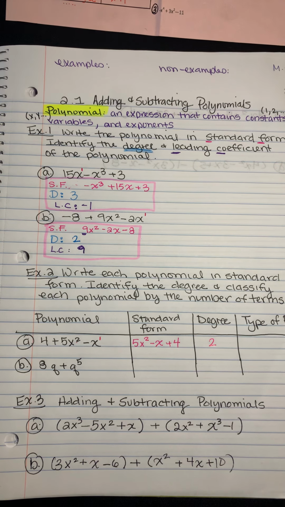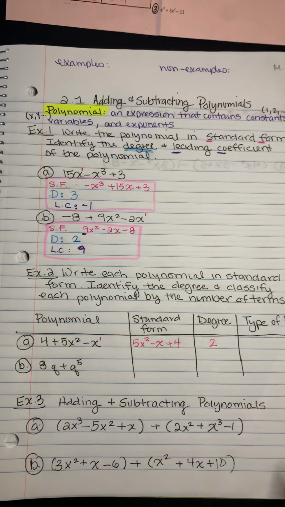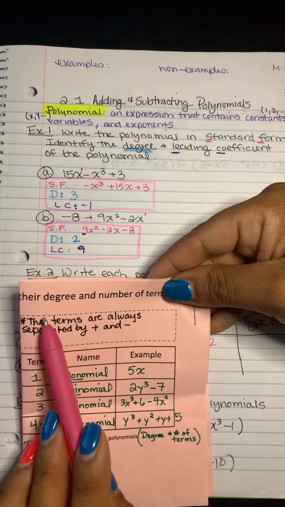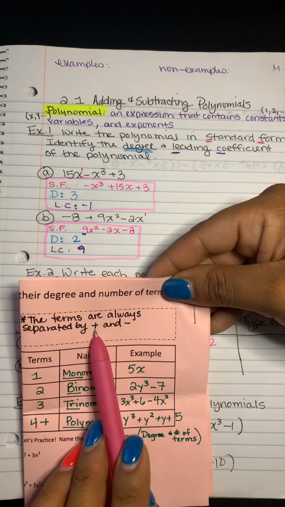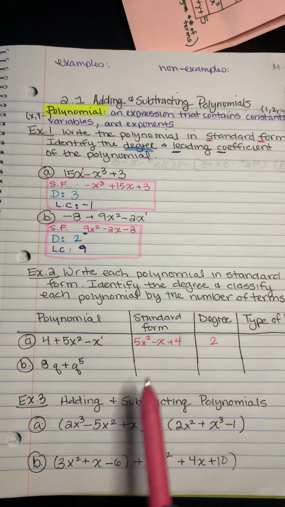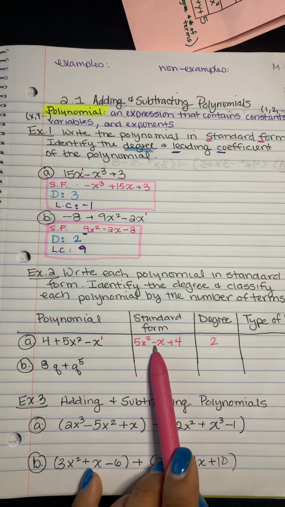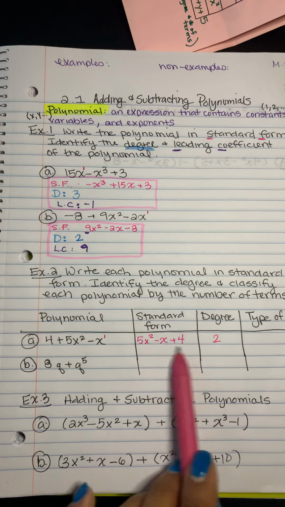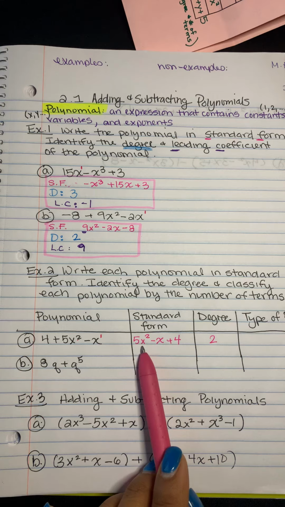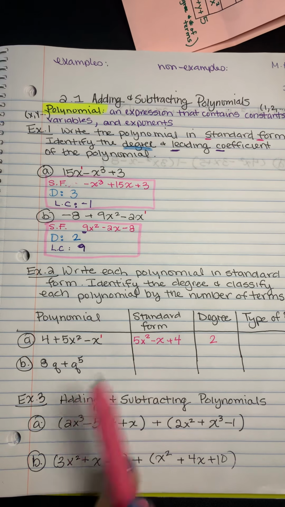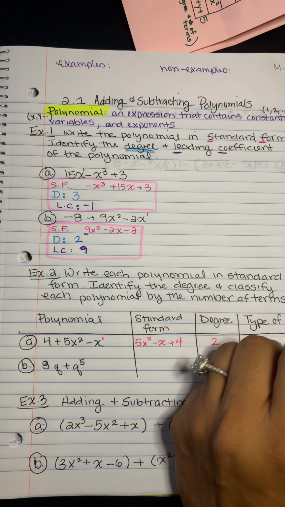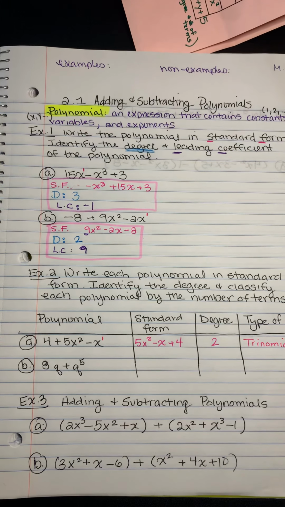And the type of polynomial that we have, remember, students, the terms are always separated by plus and minus signs. So we have 1 term here, then we have a minus sign. This is our second term, plus sign. This is our third term. So a polynomial that has 3 terms, we call that a trinomial. And there you have it.